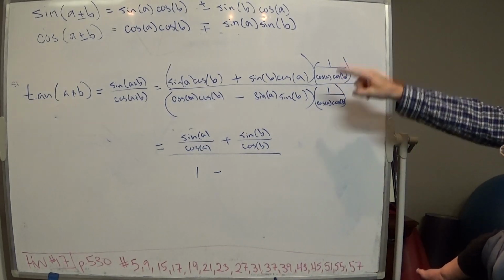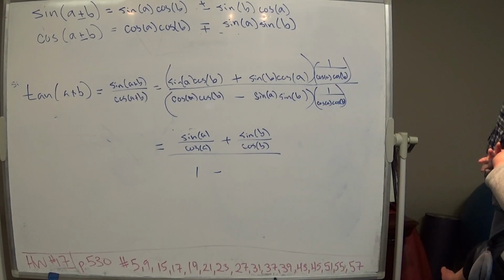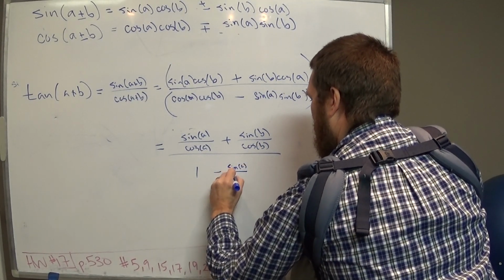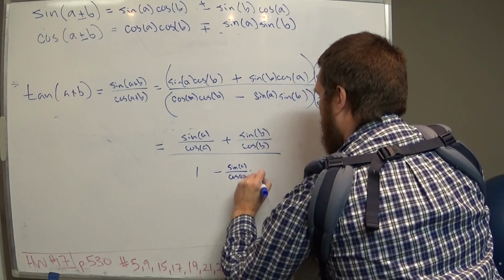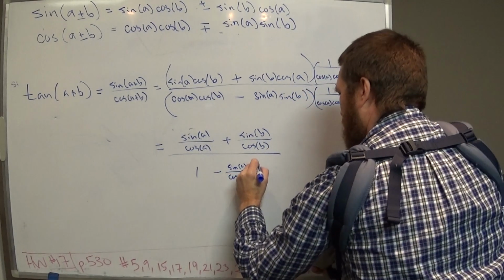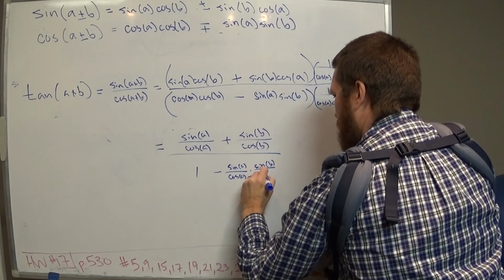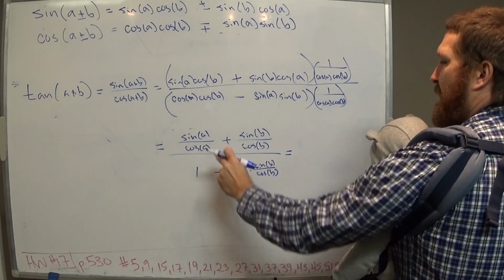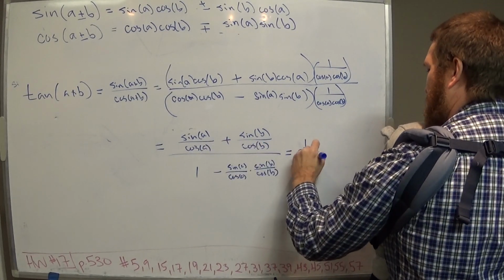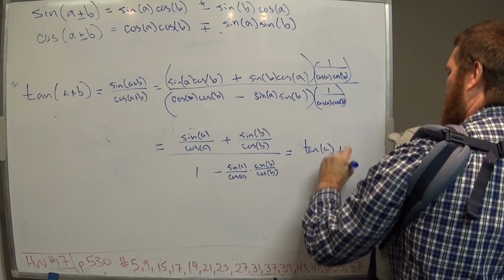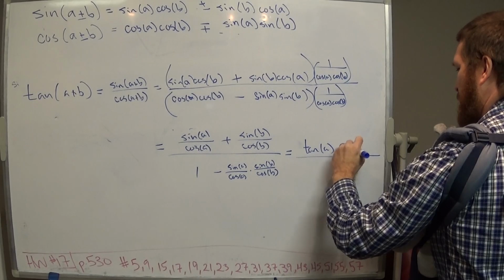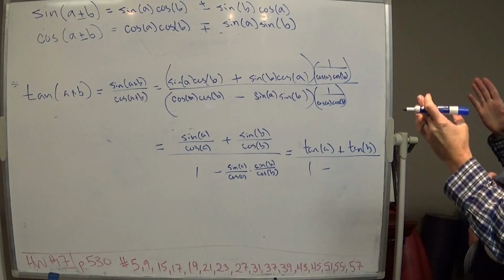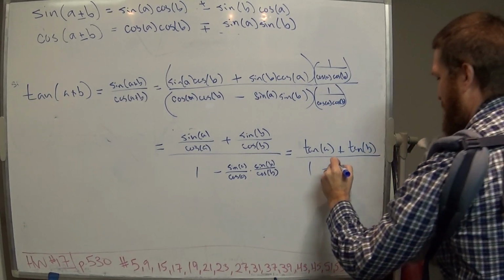Now, sine A sine B over cosine A cosine B. I'll just write it like that. How about sine A divided by cosine A times sine B over cosine B. And that turns out to be tangent, which you'll notice is tan of A plus tan B. 1 is still 1. Now, that's just tangent A times tangent B.